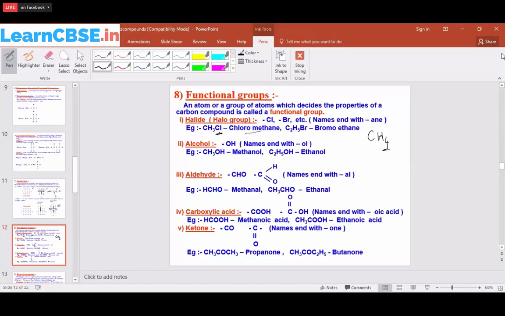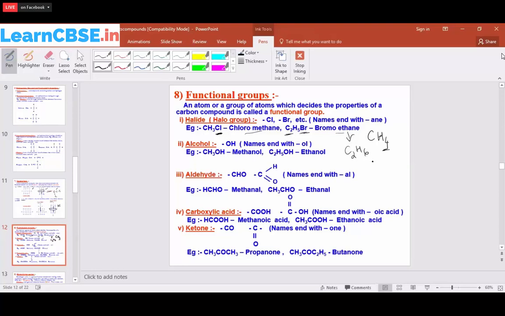How to name this one: chlorine is present, so it is chloro, and this is one carbon atom, so this is methane, chloromethane. In this one, the bromine atom is substituted. The formula for ethane is C2H6. In the place of one hydrogen, we have substituted bromine. So bromoethane. There are two carbon atoms present, so we call it ethane.